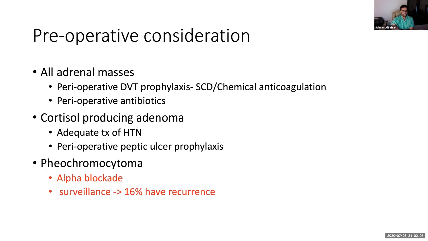So, preoperative considerations. For all adrenal masses, you need to do preoperative DVT prophylaxis, plus or minus chemical anticoagulation. I do give patients heparin before induction. And consider preoperative antibiotics. If the patient has a cortisol-producing adenoma, ensure adequate treatment of the hypertension and preoperative peptic ulcer prophylaxis. And for a pheochromocytoma, you will do alpha blockade followed by beta blockade.